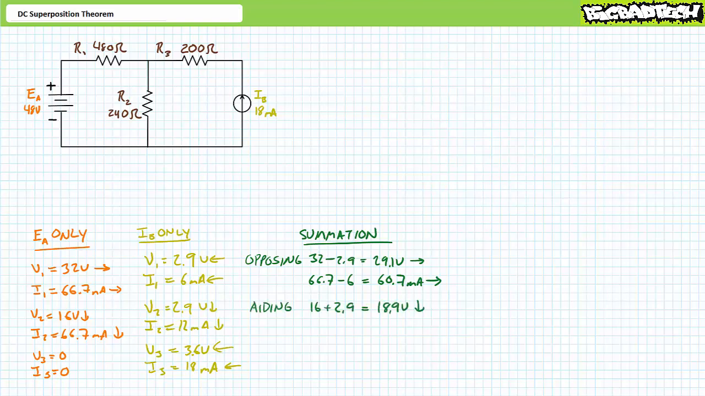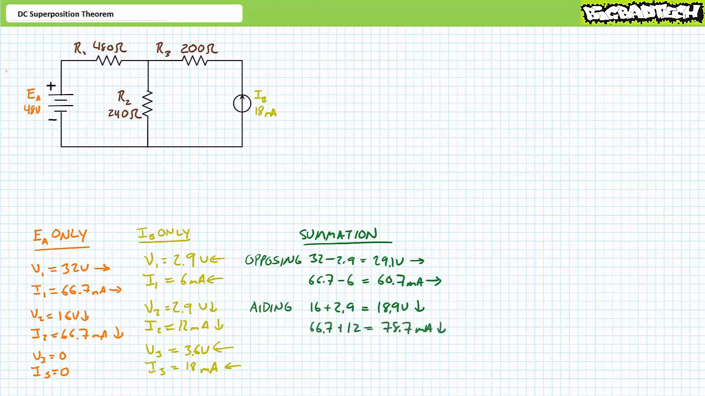Given the voltage source induces a 16 volt drop across R2, positive to negative, top to bottom, and the current source induces a 2.9 volt drop also across R2, positive to negative, top to bottom, it can be said that when these effects are superimposed upon one another, R2 ultimately experiences an 18.9 volt drop, positive to negative, top to bottom. The effects of both sources are aiding one another, and it makes sense that the final voltage drop will be increased.